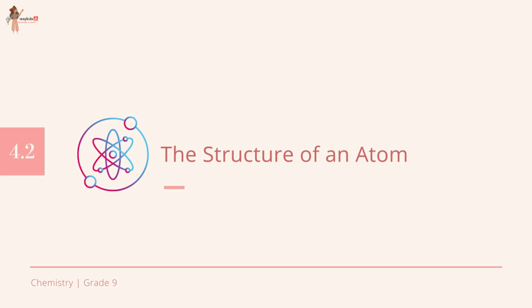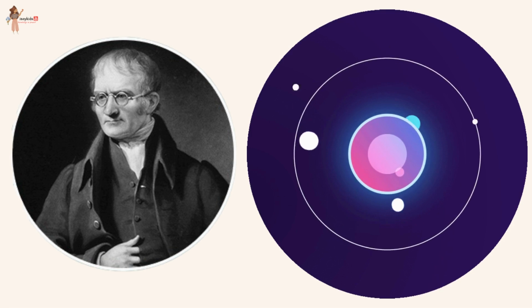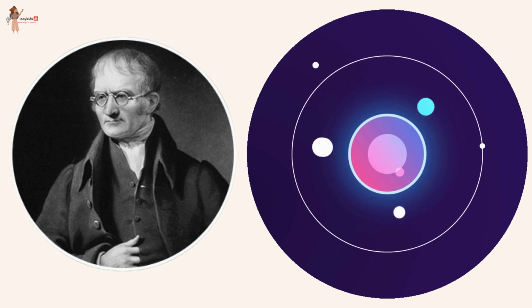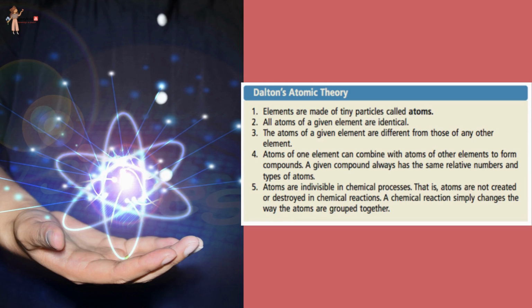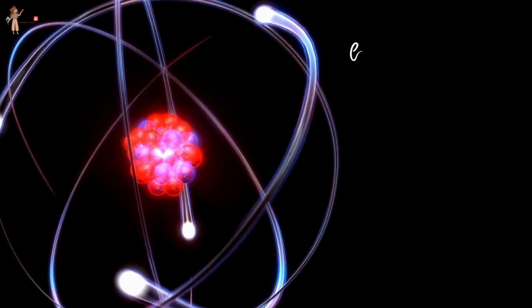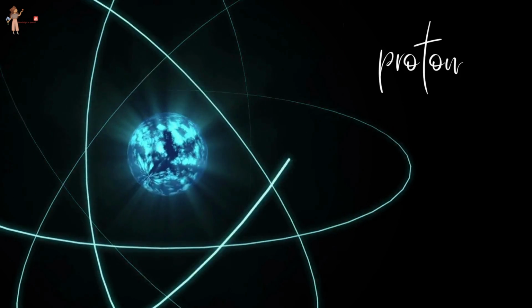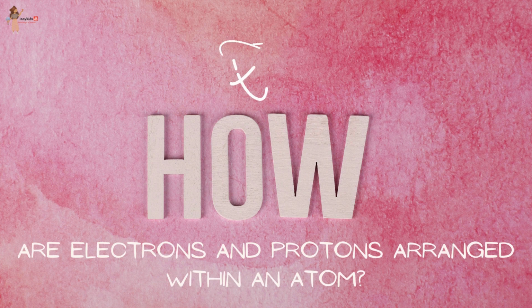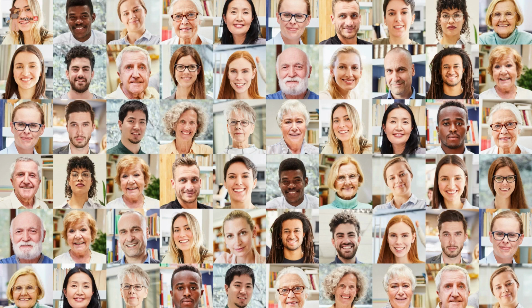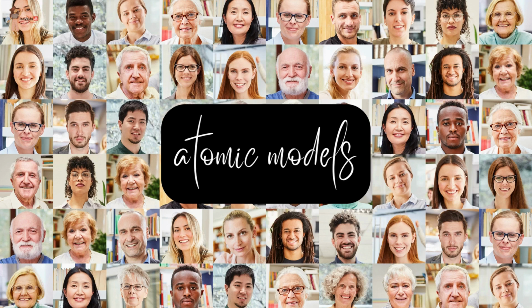The structure of an atom. We have learned Dalton's atomic theory in chapter 3, which suggested that the atom was indivisible and indestructible. But the discovery of two fundamental particles, electrons and protons, inside the atom led to the failure of this aspect of Dalton's atomic theory. It was then considered necessary to know how electrons and protons are arranged within an atom. For explaining this, many scientists proposed various atomic models.